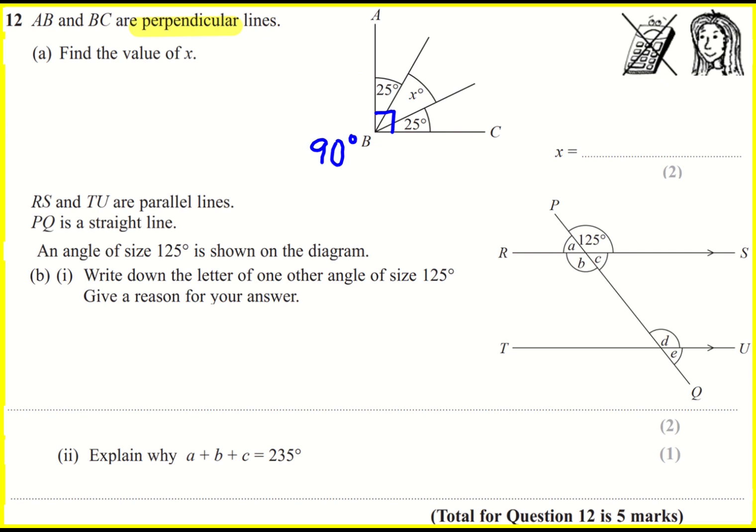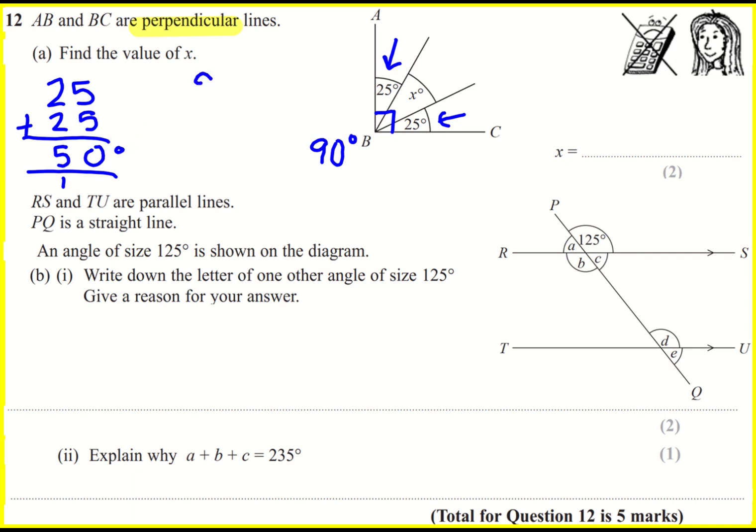So therefore, we're asked to find the value of x. So the first thing we need to do is add together this 25 and this 25. So if we add 25 and 25, we get 50 degrees, because 5 and 5 is 10. 2, 4, 5, that's 50 degrees.